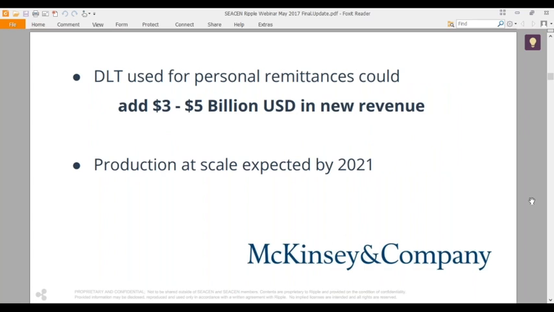There's also a potential for new revenue. Here, a consulting firm, McKinsey, has forecasted that when distributed ledger technology is applied for personal remittances, there's a potential to add $3 to $5 billion US in new revenue for financial institutions. So FIs can benefit both from great cost savings and new revenue. They expect to see this technology at scale by 2021. Ripple is in the market now, growing this network. We expect to see us at scale probably before 2021, but that does seem like a reasonable time frame to us.